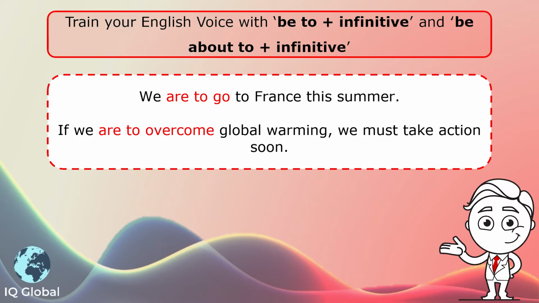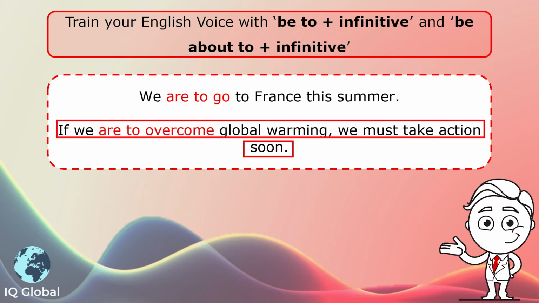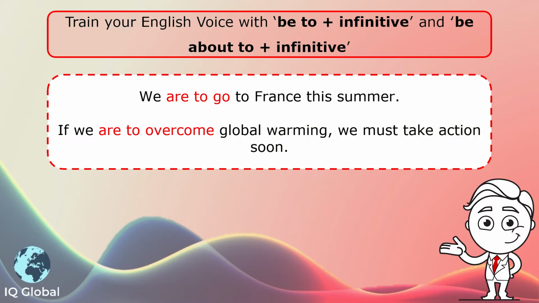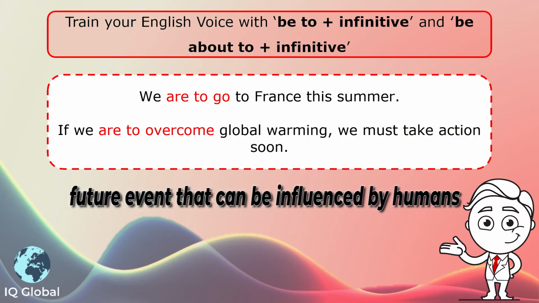The second example, if we are to overcome global warming, we must take action soon. So this is a future event that can be influenced by humans. What's the event? Global warming. We want to overcome this event, so we must take action now. This is talking about something we need to do now that will affect the future.